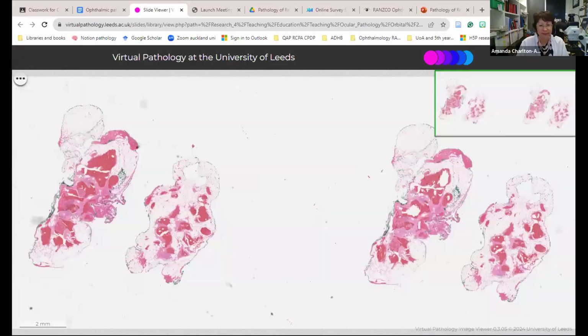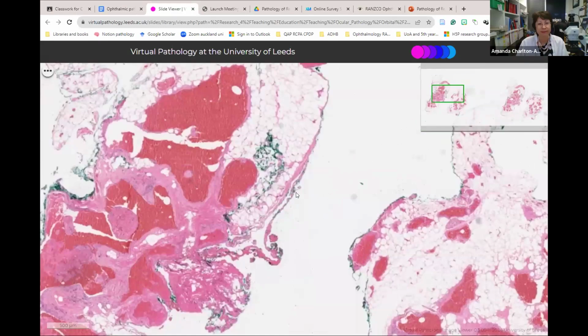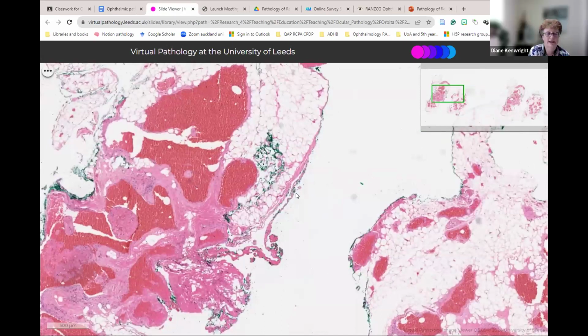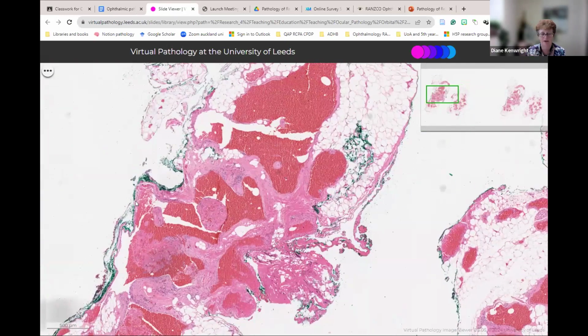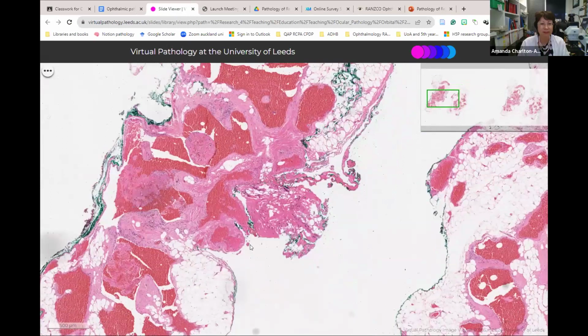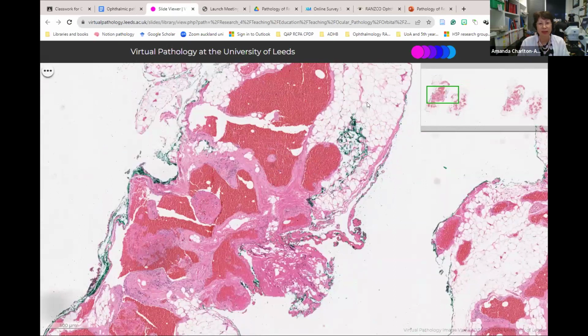Okay, so at low power, what I can see is a whole lot of blood-filled spaces lying within normal orbital fat. The normal thing is the orbital fat, and the abnormal thing is the vascular spaces and the collagen between them. What's the green stuff? That's the dye we put on the outside. We often do that to specimens to make sure we've cut to the edge of them so that we can see margins. Okay. Fat, collagenous connective tissue, blood-filled space.